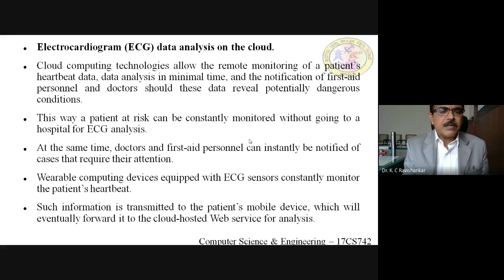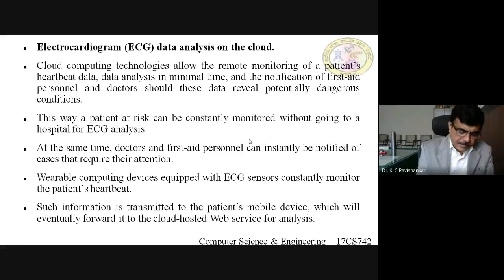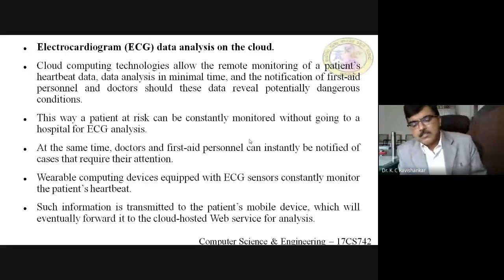Wearable computing devices equipped with ECG sensors constantly monitor the patient's heartbeat. So the equipment is installed and placed at the patient's home, and the information will be transmitted directly from the devices connected to the patient to the doctor. Even if the patient is at the hospital, the information will be gathered and transferred to the specialist.